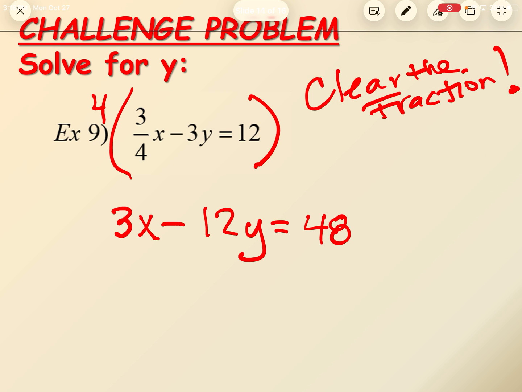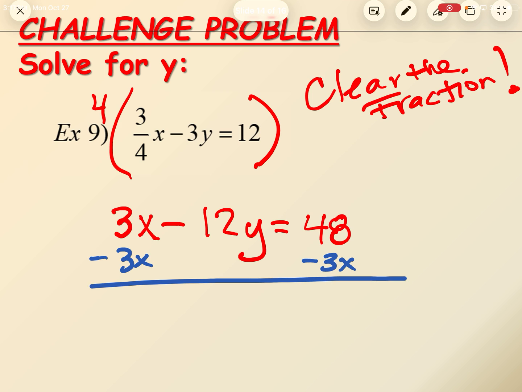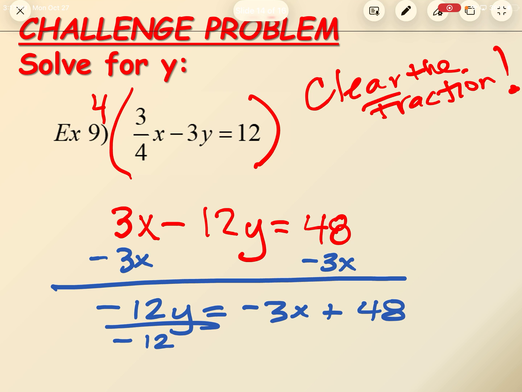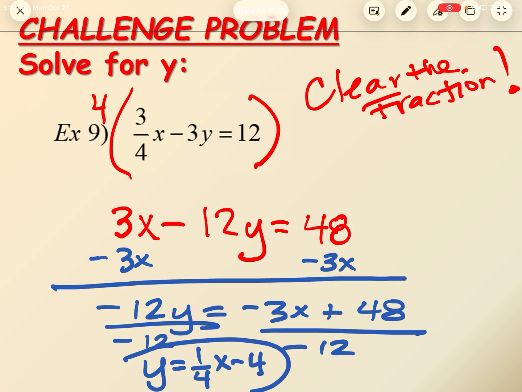I hope you subtracted 3x. Negative 12y equals negative 3x plus 48. And divided negative 12. For a final answer of y equals 1/4 x, or you could write x over 4 minus 4.